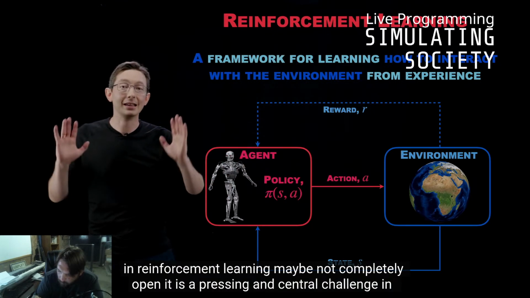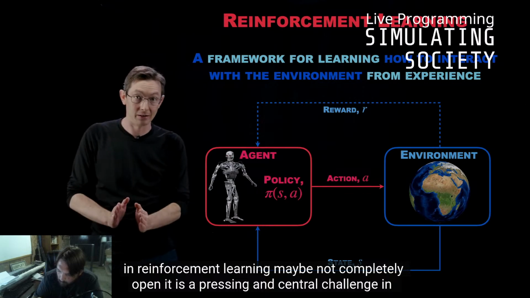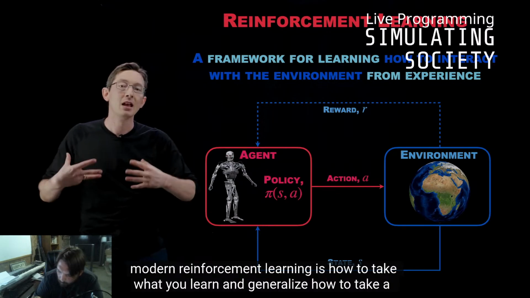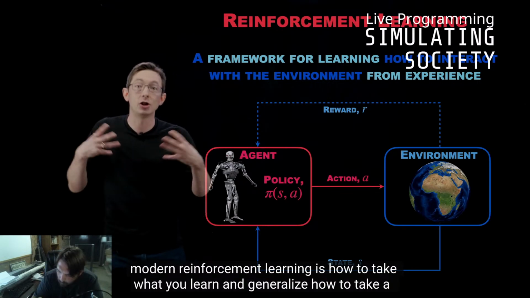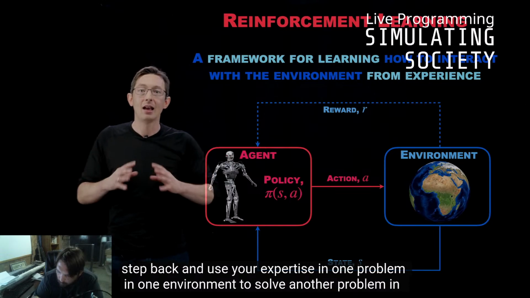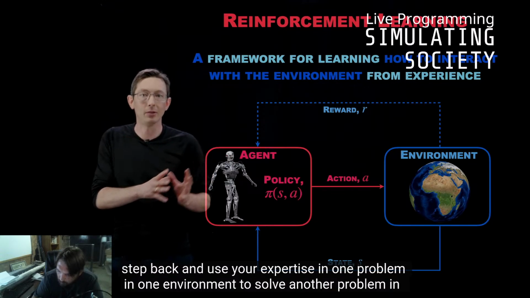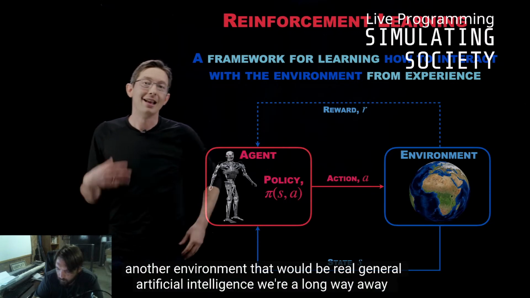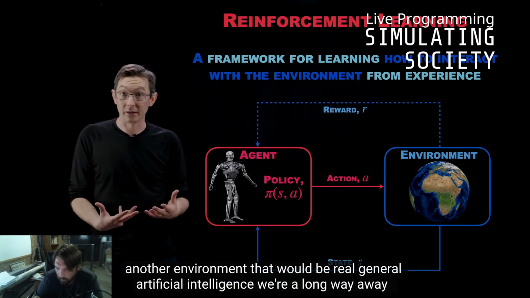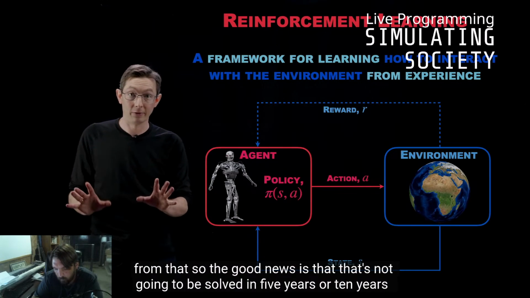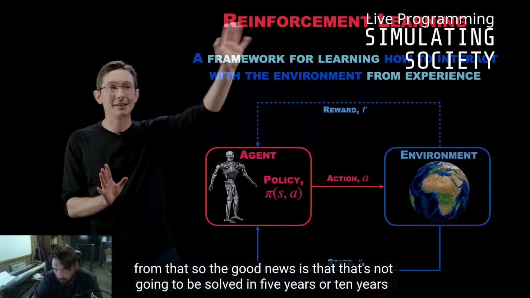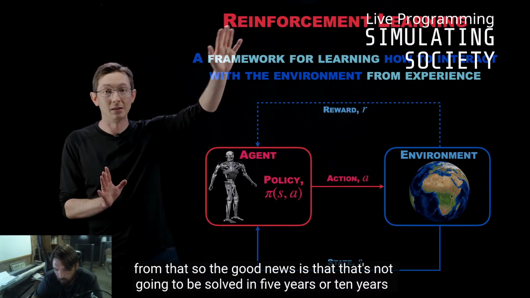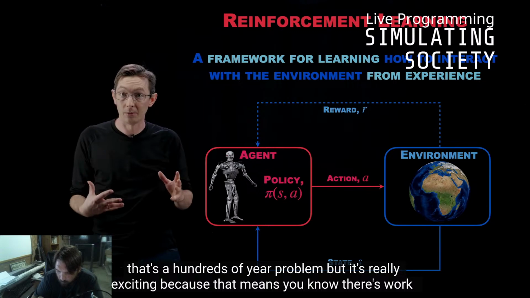Maybe not completely open. It is a pressing and central challenge in modern reinforcement learning: how to take what you learn and generalize, how to take a step back and use your expertise in one problem in one environment to solve another problem in another environment. That would be real general artificial intelligence. We're a long way away from that. So the good news is that that's not going to be solved in 5 years or 10 years. That's a hundreds of year problem.